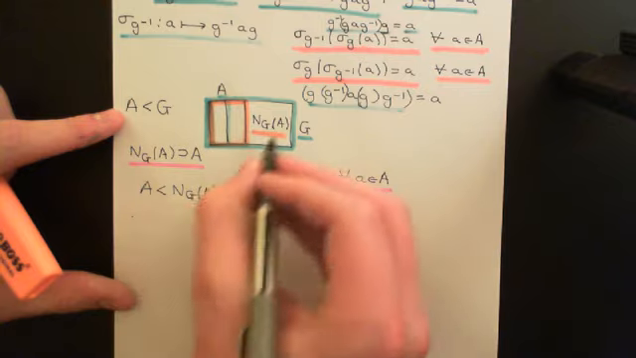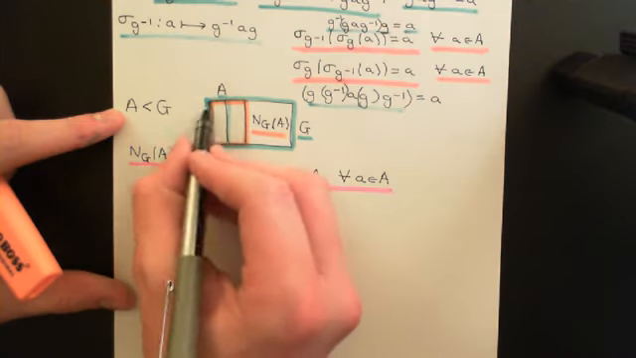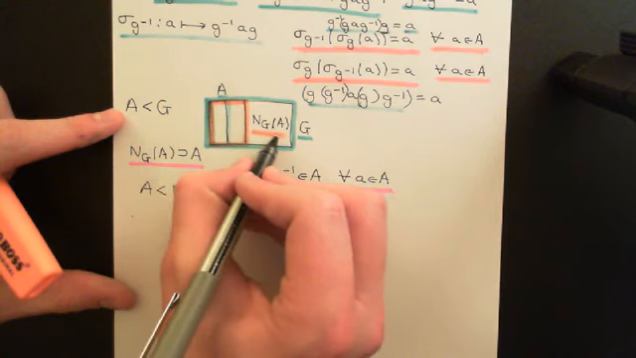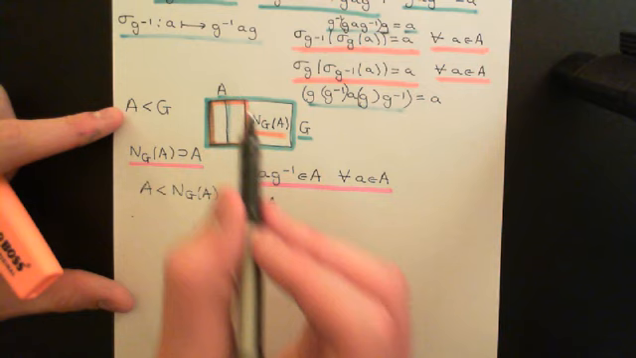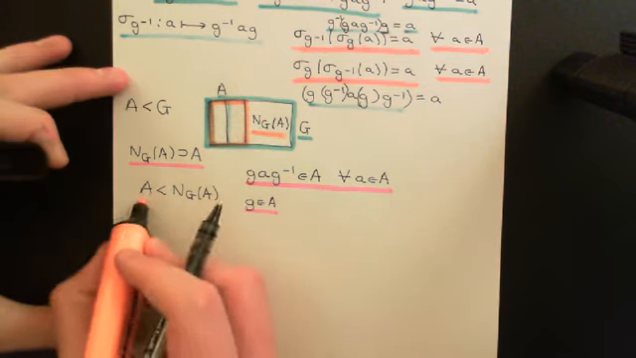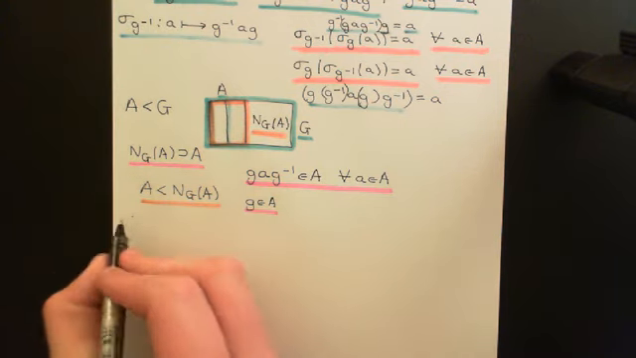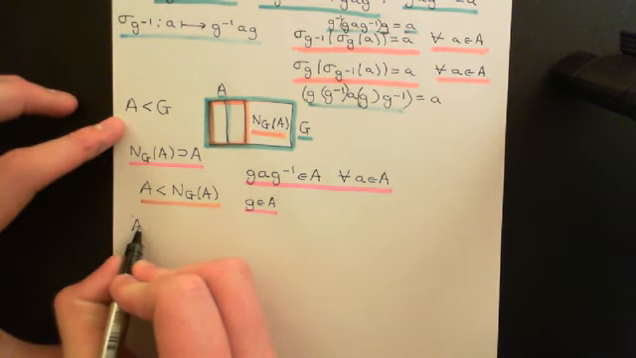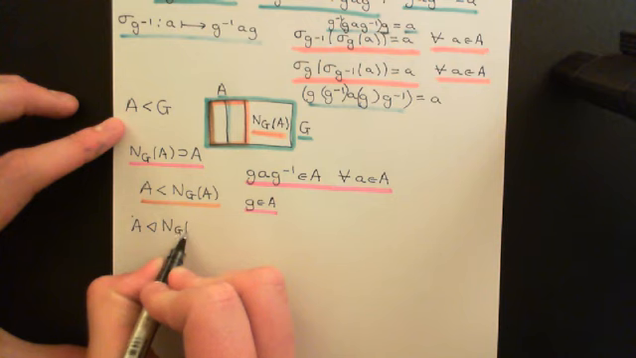Okay, because if A is a subgroup of capital G and it's completely contained within this other group, the normalizer of A in G, then it certainly is going to be a subgroup of the normalizer of A in G. But in fact it's going to be more than just any old subgroup of the normalizer of A in G. It's actually going to be the case that A is a normal subgroup of the normalizer of A in G. Now why is that the case?